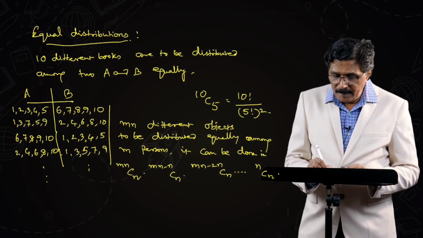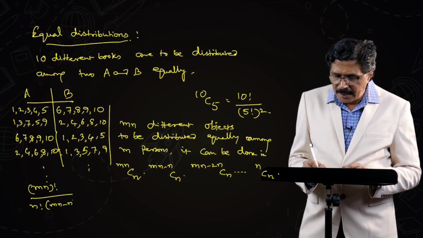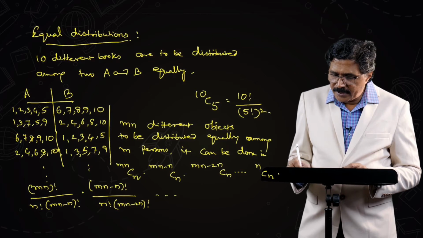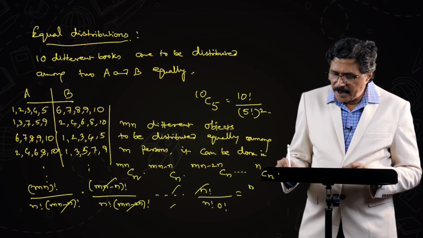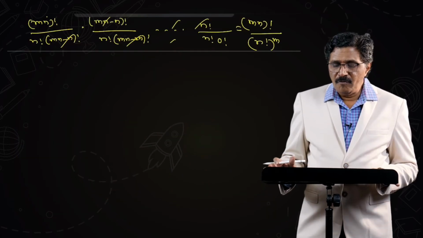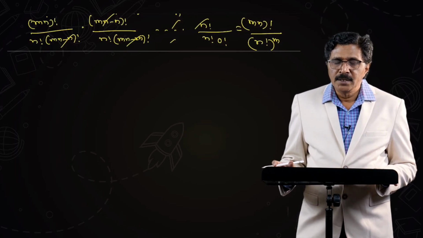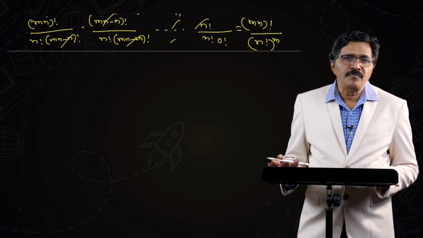So, this becomes mn factorial by n factorial into mn minus n factorial, into mn minus n factorial by n factorial into mn minus 2n factorial, etc., etc., n factorial by n factorial into 0 factorial. So, all these things get cancelled and you get mn factorial by n factorial whole to the power of m. So, the number of ways in which we can distribute mn different objects among m persons equally, such that each person gets exactly n objects, is mn factorial by n factorial whole to the power of m.